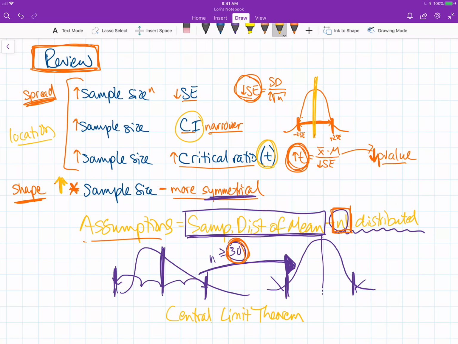So having a larger sample size can be a good thing in a lot of different ways for our statistical testing process.